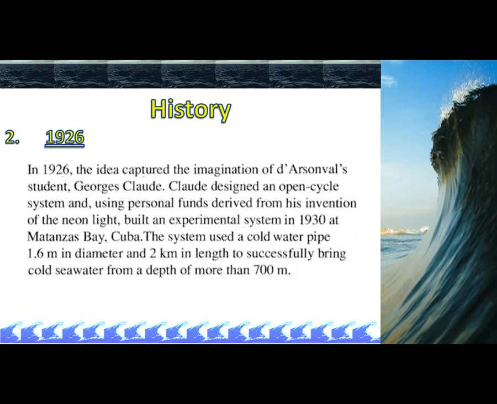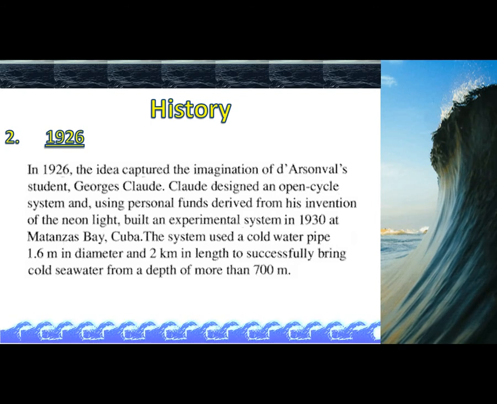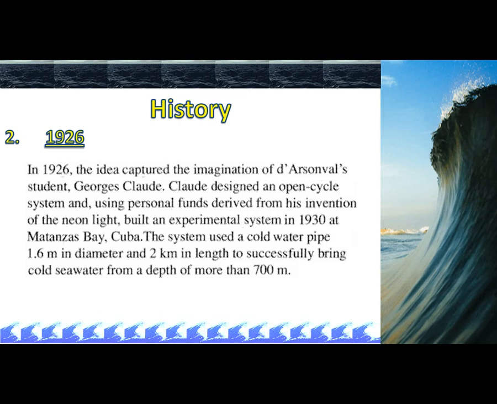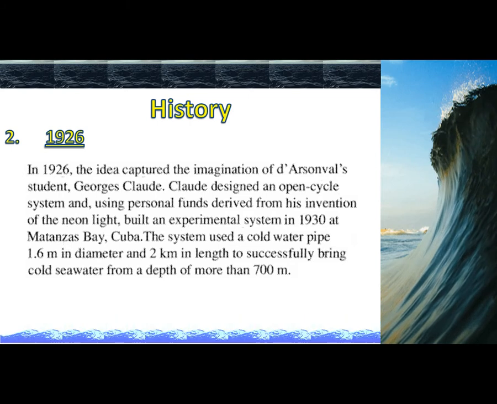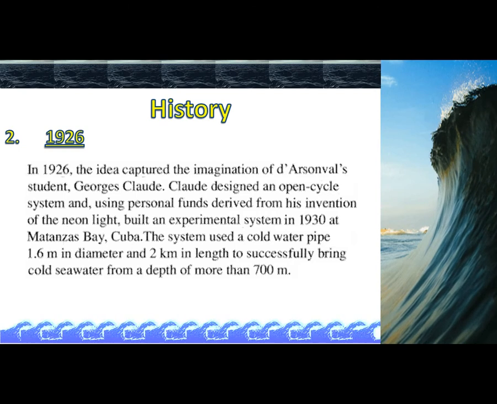In 1926, Georges Claude, the student of d'Arsonval, designed an open-cycle system using his personal funds. It is derived from his invention of the neon light. He built an experimental system in 1930 at Matanzas Bay, Cuba. The system used a cold water pipe 1.6 meters in diameter and 2 kilometers in length to successfully bring cold seawater from a depth of more than 700 meters.